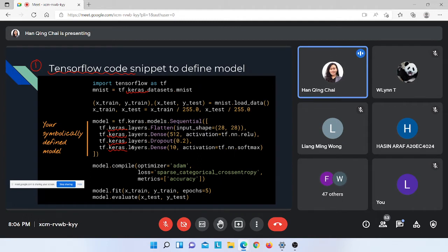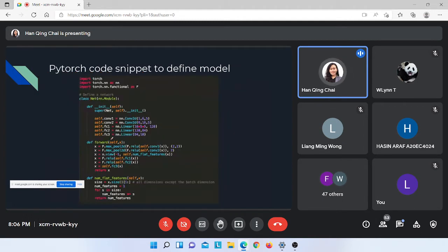Okay, then let's look at another type. This is a PyTorch code snippet to define a model. So this is the second type. These are just two of the frameworks; there are a lot of others. You can see that a lot of the functions we type in the code are very different from the ones we know previously.